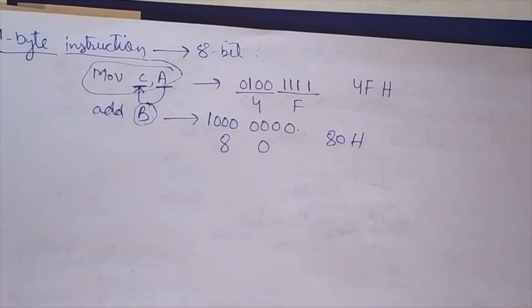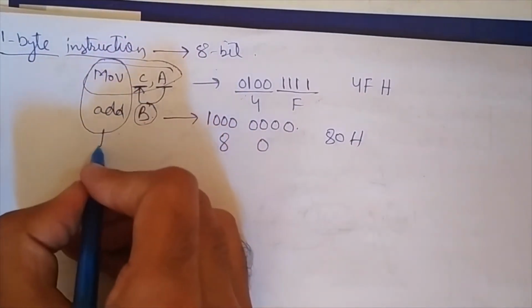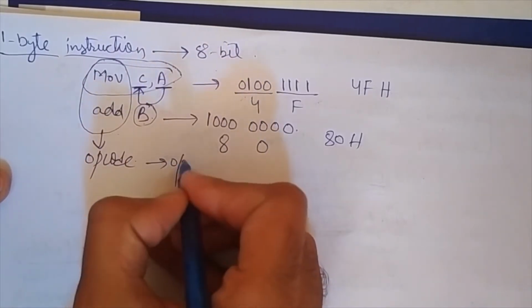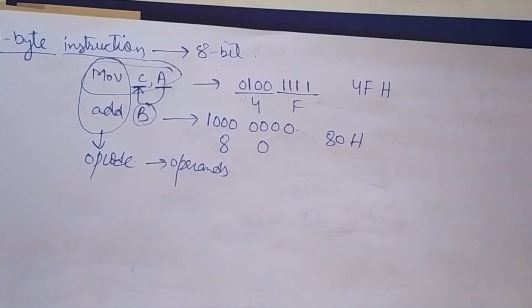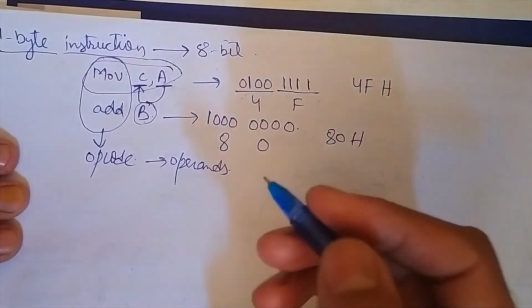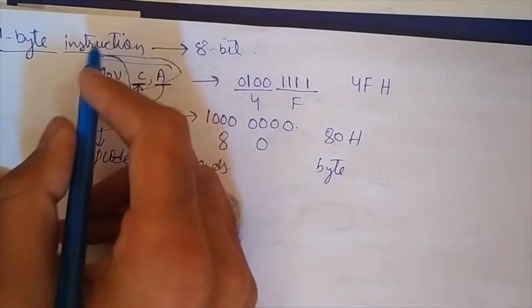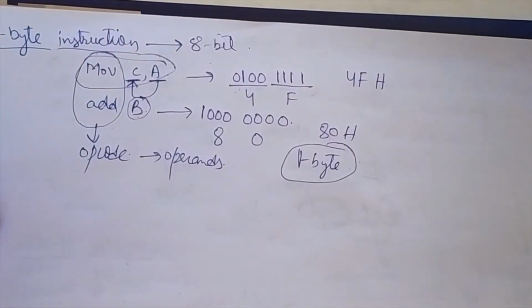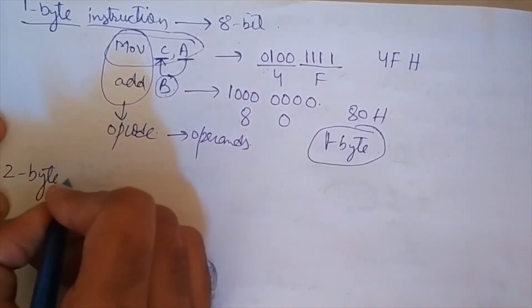And in these instructions, you can see that first we have an opcode followed by operands. And we know that our memory in 8085 is a byte addressable memory. So this instruction will be stored in 1 byte. Fine. Then after 1-byte instructions, we have 2-byte instructions.